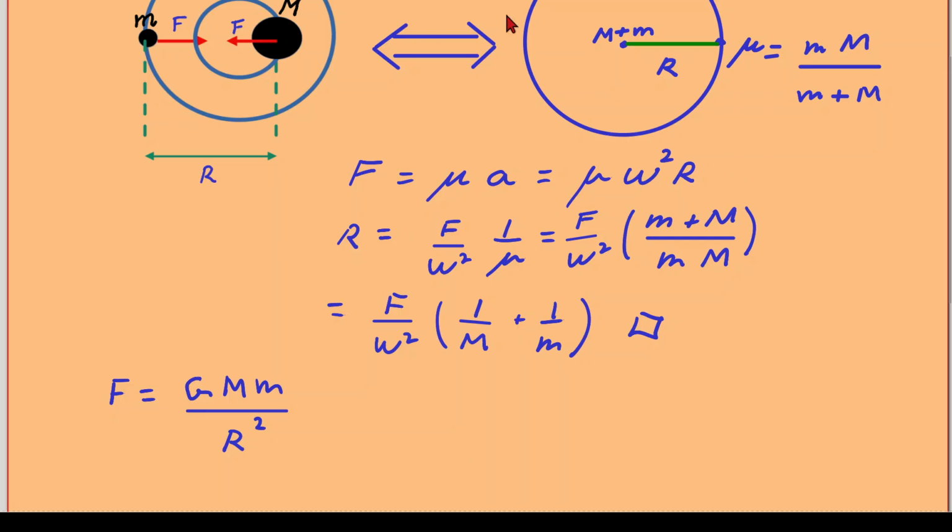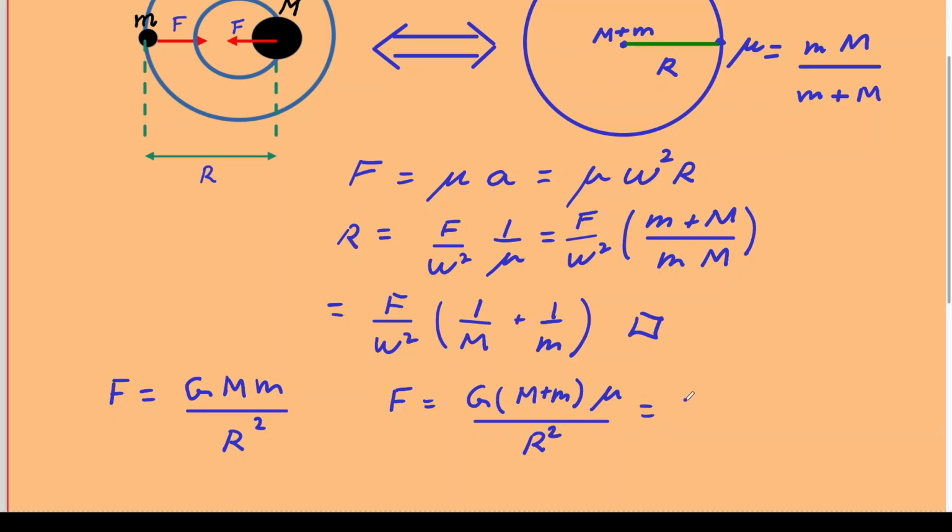So now let's go and take a look. What could that be? Yeah, Newton's law of gravitation is saying the following: G times one mass, here is one mass, M plus m, times the other mass, the reduced mass, and the distance between them is capital R. And what is this equal to? G M m over R squared. It's exactly the same.